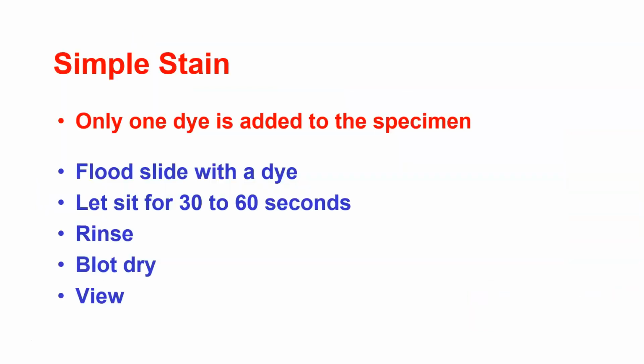Your slide should look something like this in the end. Simple staining, when we do simple staining, we add only 1 dye to the specimen. We flood the slide with dye. We let it sit for 30 to 60 seconds. We rinse it. We blot dry, and then you can see it.